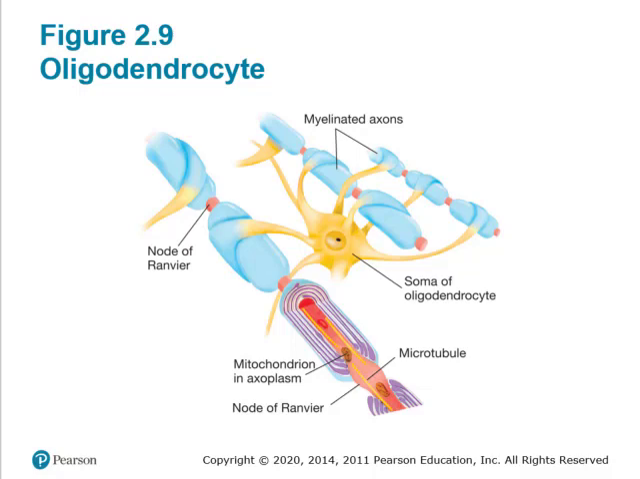So this cross-section shows that the oligodendrocyte has a soma, right? It has a cell body in the middle, and then its many tendrils go out and myelinate multiple axons from different neurons. So these are all different neurons simultaneously.